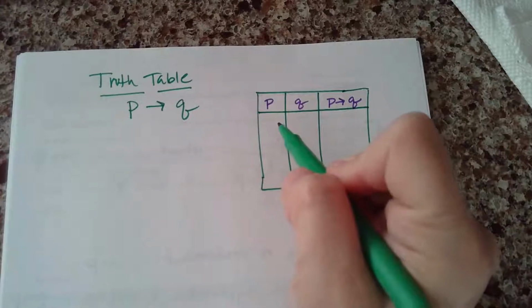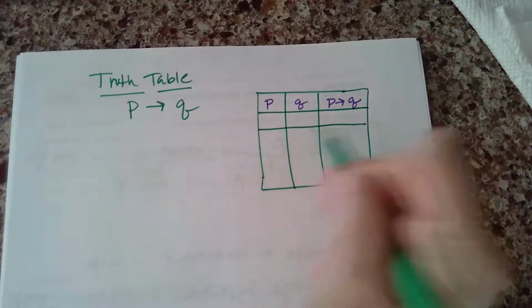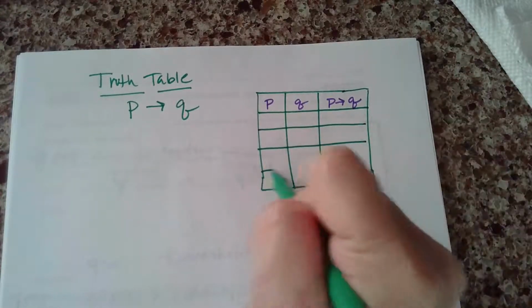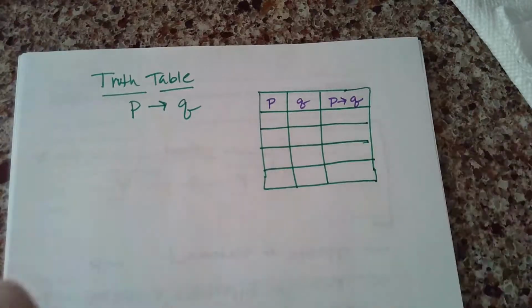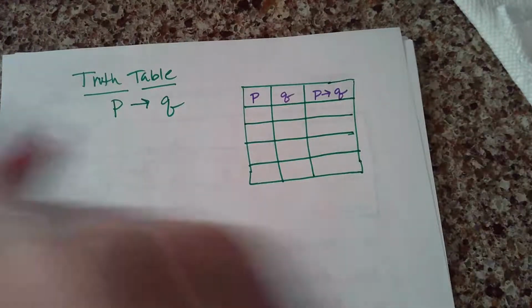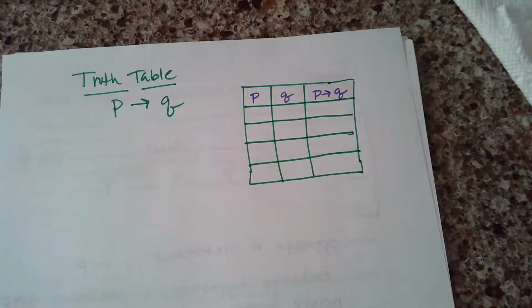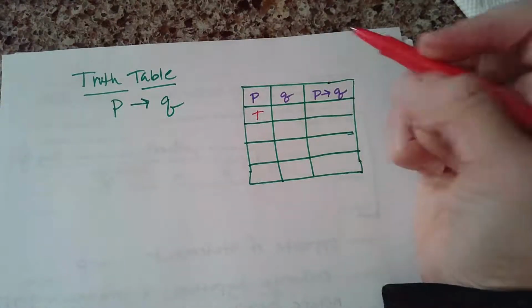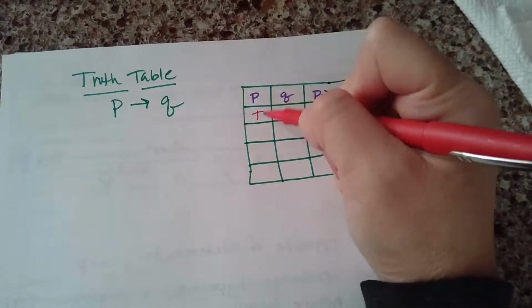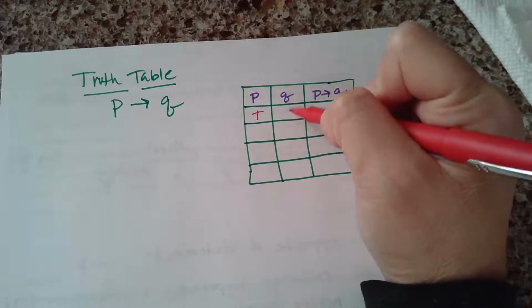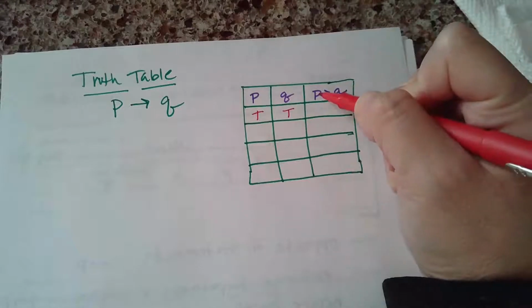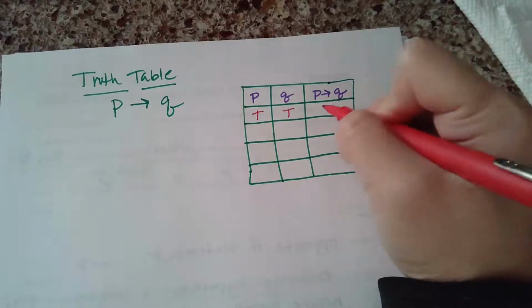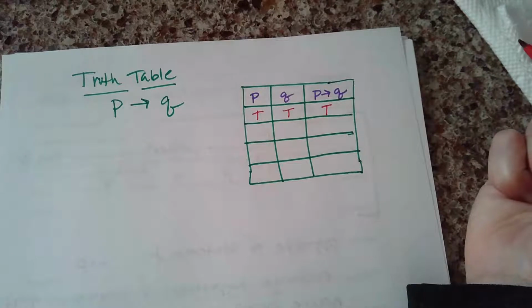Let me draw in some rows here. So this would be a truth table. The definition on the other page is about a truth table, and this is an example of one. Whatever I put in for my answers would be called your truth value. So the traditional logic statement goes like this. We could answer true for P and true for Q, then that means P implies Q would be true. So that would be a true statement.